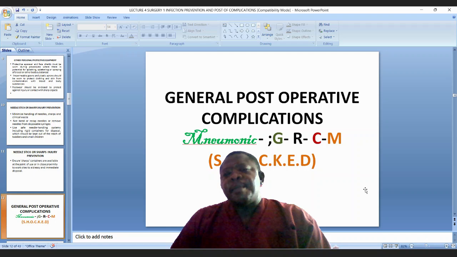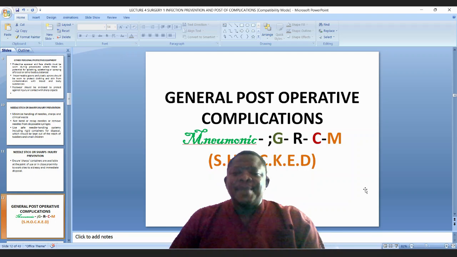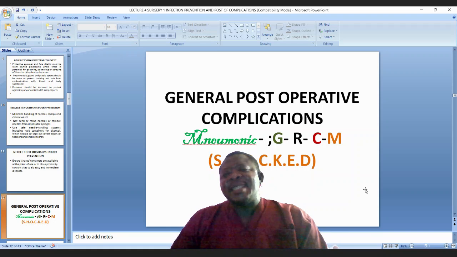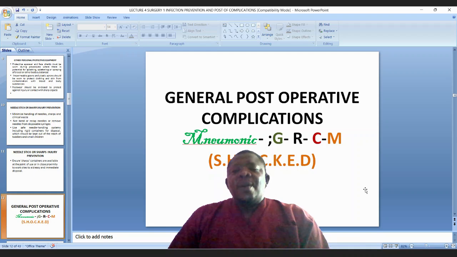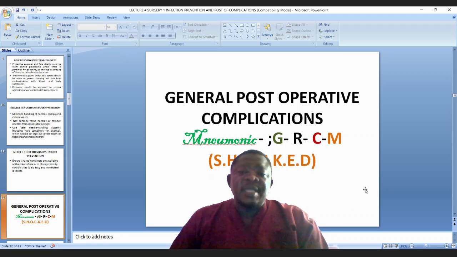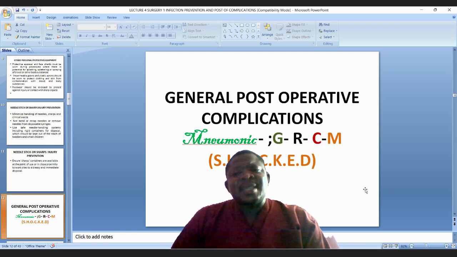Then E is evisceration, a complication affecting the musculoskeletal or integumentary system. There is dehiscence, to do with wound complication, affecting the integumentary or musculoskeletal system. In our mnemonic, O and K do not necessarily present any complication, but you can still research more. Maybe these can still be assigned certain complications, but otherwise SHOCKED can be used to understand these complications.